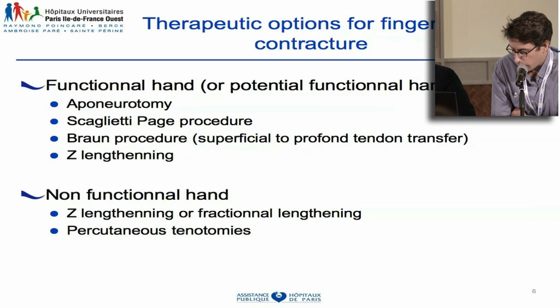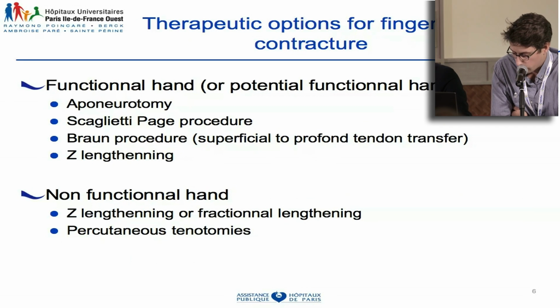You also know very well the different therapeutic options to treat finger flexors contracture. In case of a functional hand or a potential functional hand and with less than 10 degrees wrist flexion contracture with fingers extended, you can do an aponeurotomy of the epitrochlear muscles. Between 10 degrees and 70 degrees, you can perform a Scaglietti-Page procedure or a Brown procedure. With more than 70 degrees, only a Z-lengthening can provide a good correction.